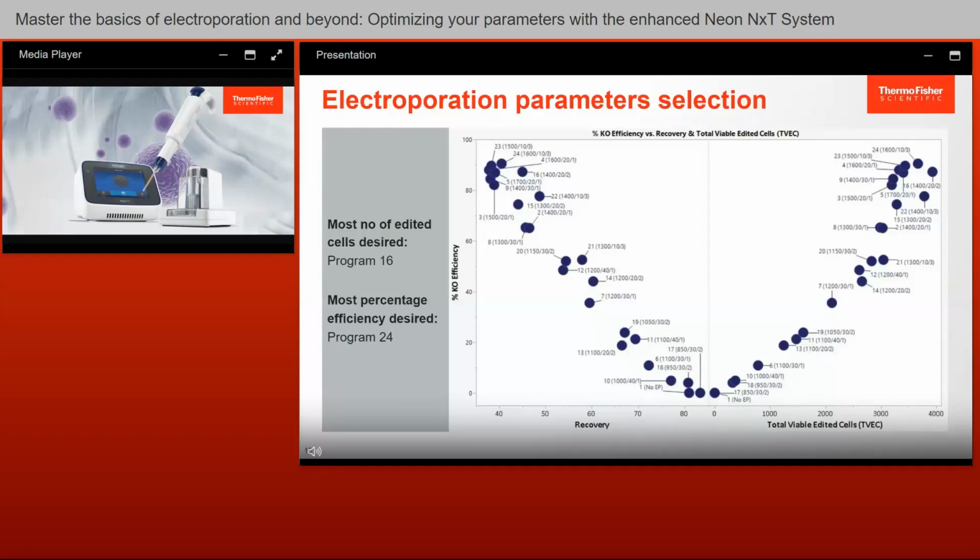As you can see, with higher knockout efficiency, cell viability and recovery decrease. So you can choose between the different programs that result in either a higher percentage of transfected cells or a higher total number of edited cells, depending on your applications and needs. As a note, higher viability indicates healthier cells that are more likely to exhibit normal physiological functions, even though initial recovery may be lower. The cells exhibit a robust ability to recover over time, reaching similar viabilities.